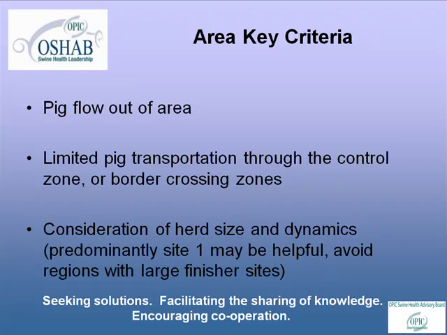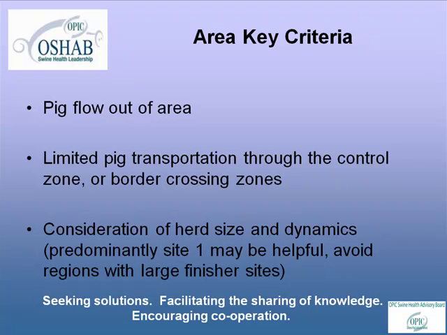The other thing that would be optimal is a net pig flow out of the area. We also would like limited pig transportation through the control zone or border crossing zones. And we wanted to look at consideration of herd size and the dynamics. So we would like a region where it was predominantly site 1, so breeding herds, and we want to avoid regions with large finishing sites.